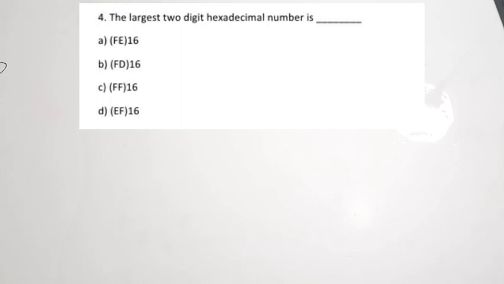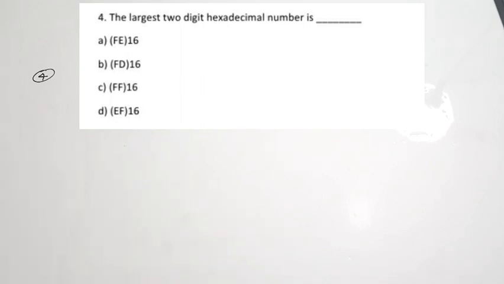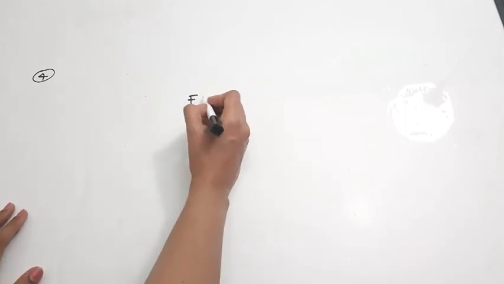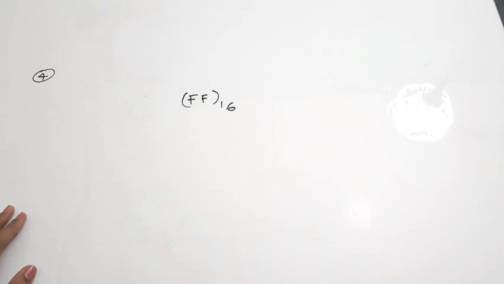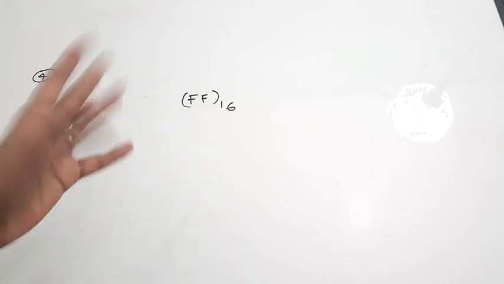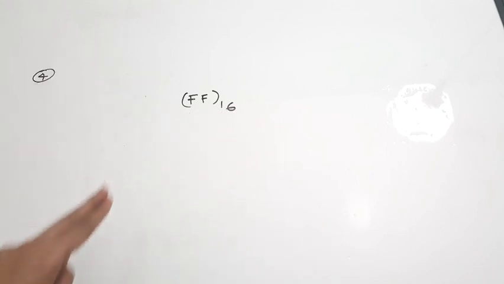You know that in hex representation, the highest digit is F, right? So anyway, if you blindly guess this question, the answer will be coming as FF to the base 16, because the other numbers given are either FE or FD or EF. F is the highest value, so FF will be the highest value. Anyway, if you convert the other numbers also, you will get the values like this.